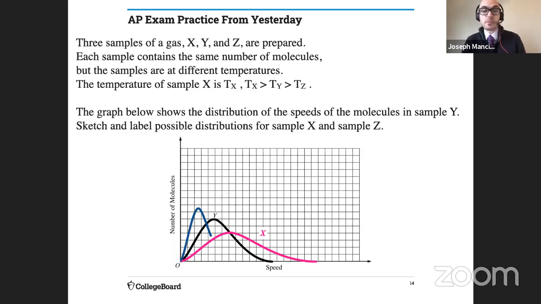Here's what I drew for sample Y, which is colder than sample Z. Sample Z, which is colder than sample Y, has a higher spike, meaning that there are more particles going closer to that average speed. And also, the spike is shifted left along the x-axis at a colder temperature.